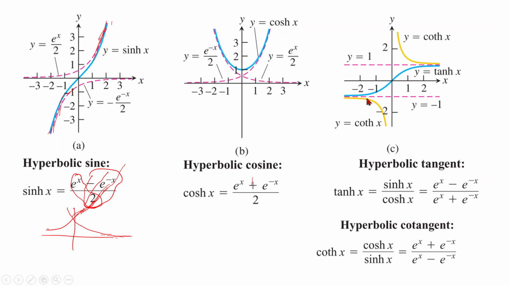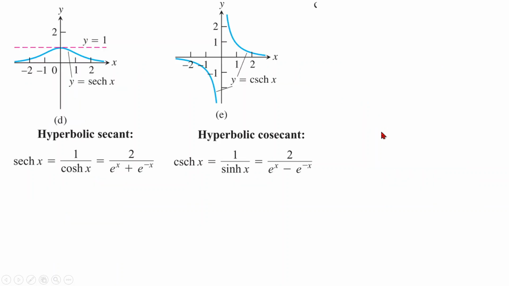When it is approaching minus 1, that should approach 1 minus 1 from the other side. When it is approaching 0, that should approach negative infinity. That is coth x. Now, what is sech x?